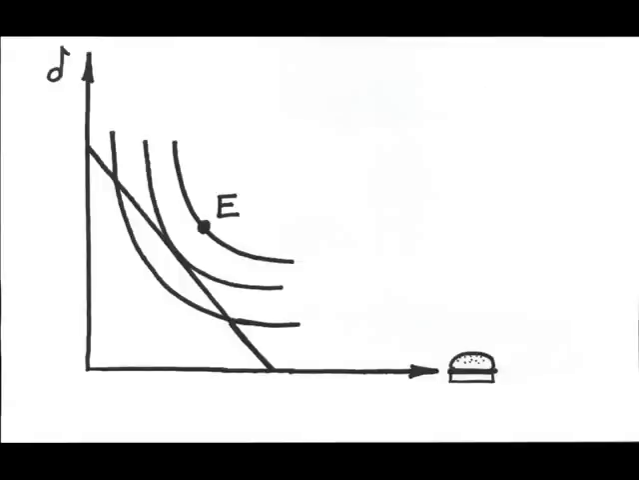Well, why not a point like E then? Point E shows a higher utility level than any of the other points illustrated here. There's not enough income to reach point E at the moment. Someday maybe, but not right now.